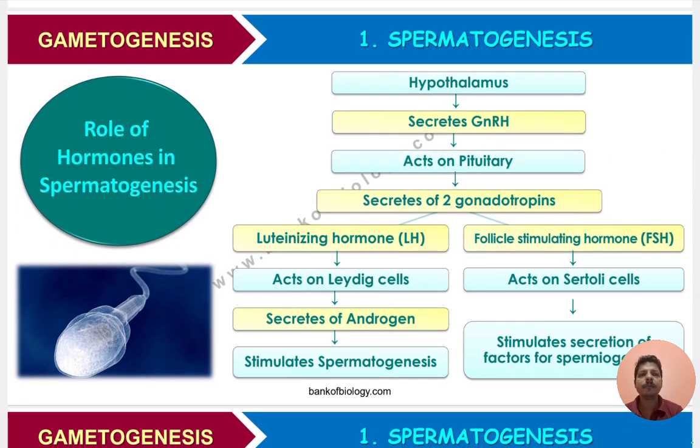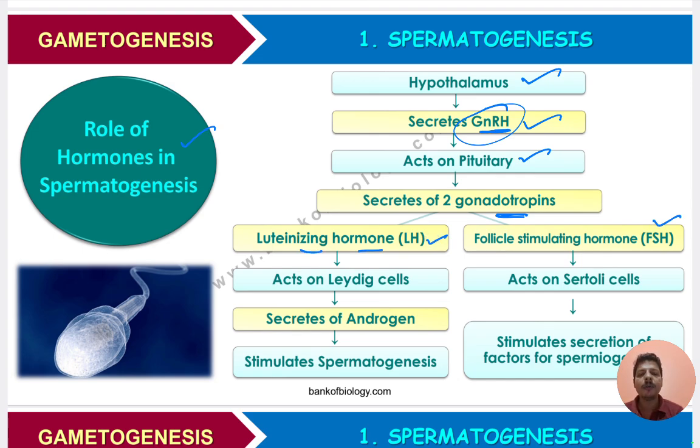Again, some more points. Role of hormones in spermatogenesis. First of all, the hypothalamus secretes GnRH hormone. And what is the full form of GnRH? Gonadotropin releasing hormone, GnRH. It acts on the pituitary, which secretes two gonadotropins, LH and FSH.